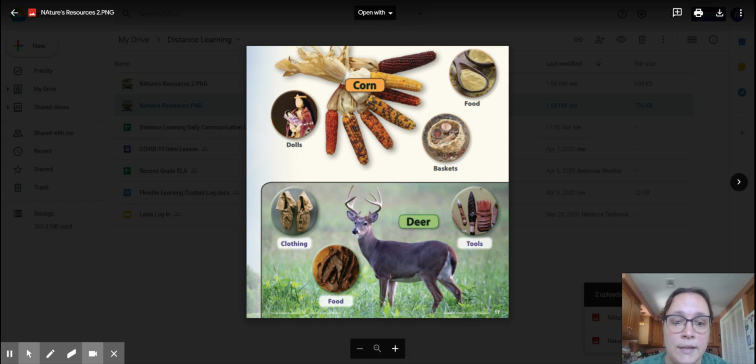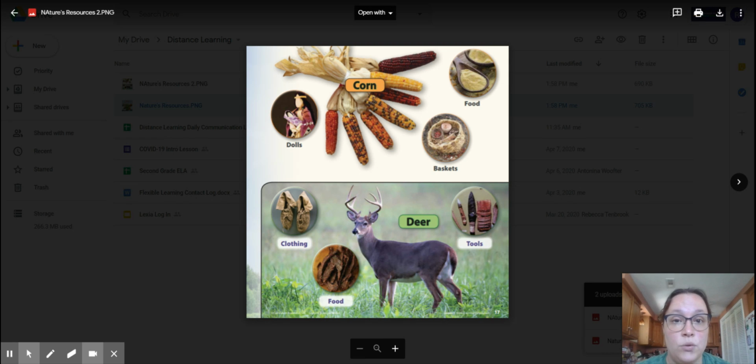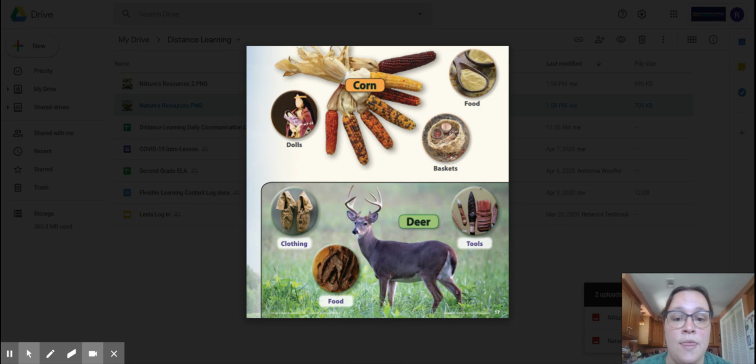And the other thing is they had a lot of deer around them. So they used that as a resource. And the deer were used to make clothing. They would use the skin of the deer a lot of times to make different clothing and shoes. They would use it to make tools. So the bones and the antlers, they would carve into making sharp objects and spoons and forks and whatnot.